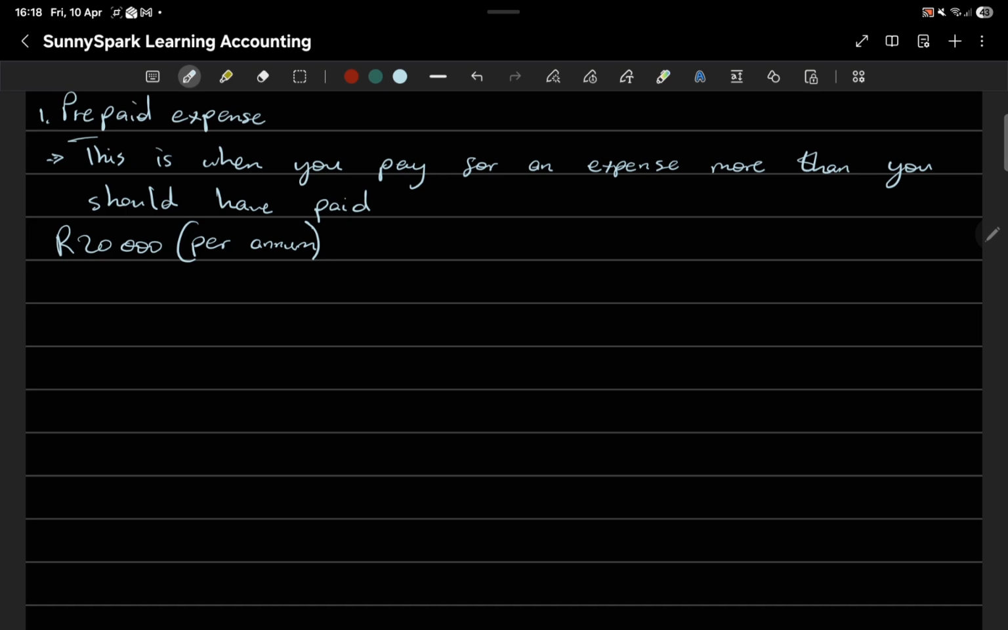Okay, so the insurance company charged you 20,000, but you paid 23,000. This tells you that this is a prepaid expense, because they charged you 20,000, but you have paid more than 20,000. What's the difference? To find the difference, you take the bigger one, 23,000, minus the lesser one, 20,000. Then you get 3,000. So you paid more by 3,000, which means this amount of money must be refunded back to you.